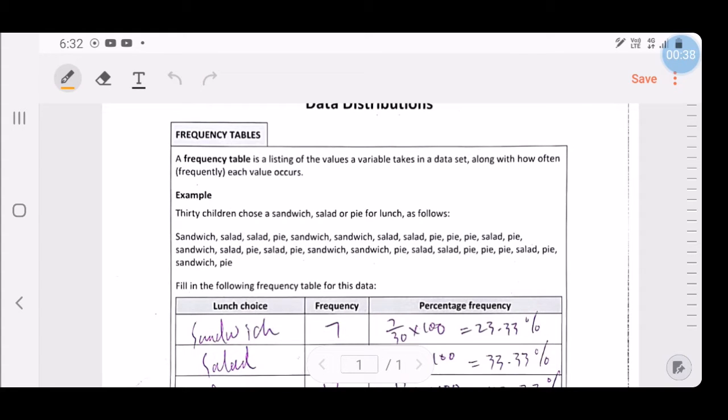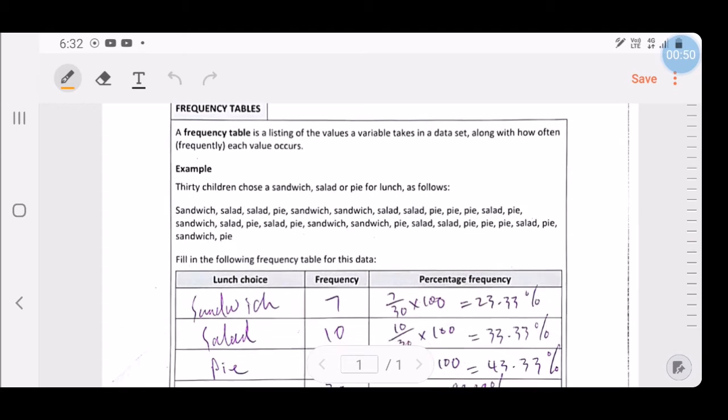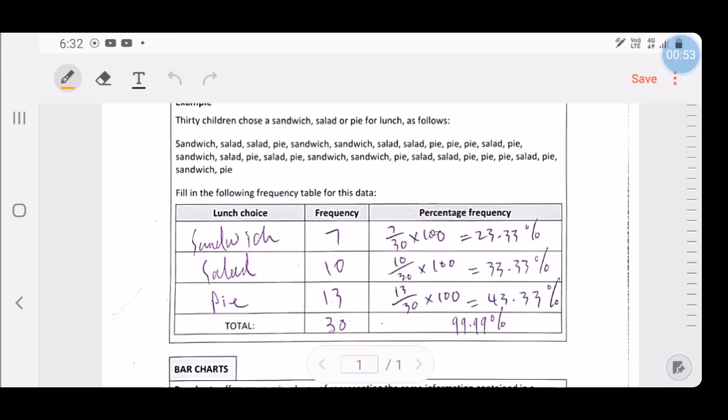So I think we'll just dive straight into the example. This is stuff that you've done before, I mean in year 8 really. So let's just dive into an example, and this should be enough to give you a head start for the exercise. All right, so 30 children chose a sandwich, salad, or pie for lunch. And here are the results. So there's just 30 words written down. Salad, sandwich, or pie was the choice. So as you can see, starting here, sandwich, salad, salad, pie, sandwich, salad, salad, salad, pie, pie, pie, and so on. 30 different words, okay?